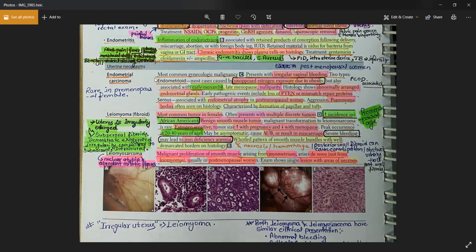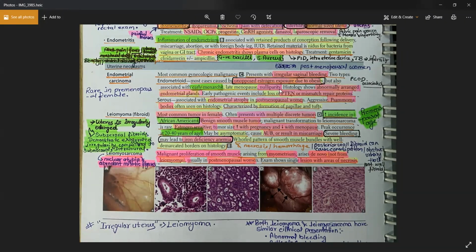Second is the endometrioid type that happens mostly in obese patients due to unopposed estrogen exposure. These patients will have an early menarche and late menopause. Even after 55 years of age, they won't have menopause. They still have bleeding up to 60, 62 years. That's how you know this condition could be an endometrial carcinoma. If the patient suddenly gets normal periods again after menopause, you know that this condition could be due to a serous endometrial carcinoma.